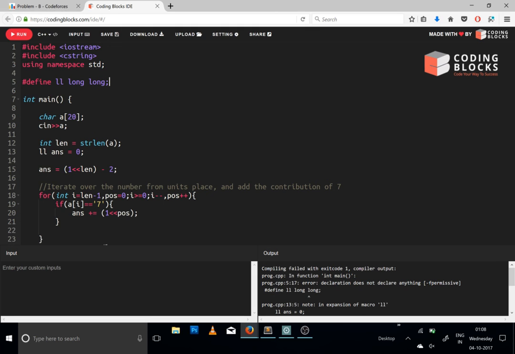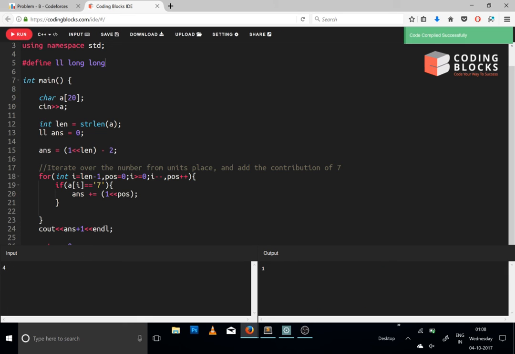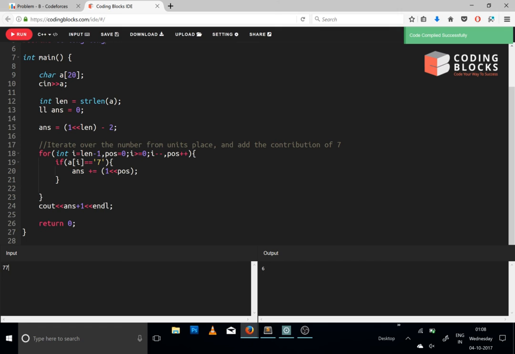Yeah, so it should not be a colon here. So let me give input. Let's try for 4. 4 is the first number. All right, what about 47? It is the fourth number, which is correct. What about 77? Yes, it is the sixth number. All right, what about 4747? It is the 20th number.